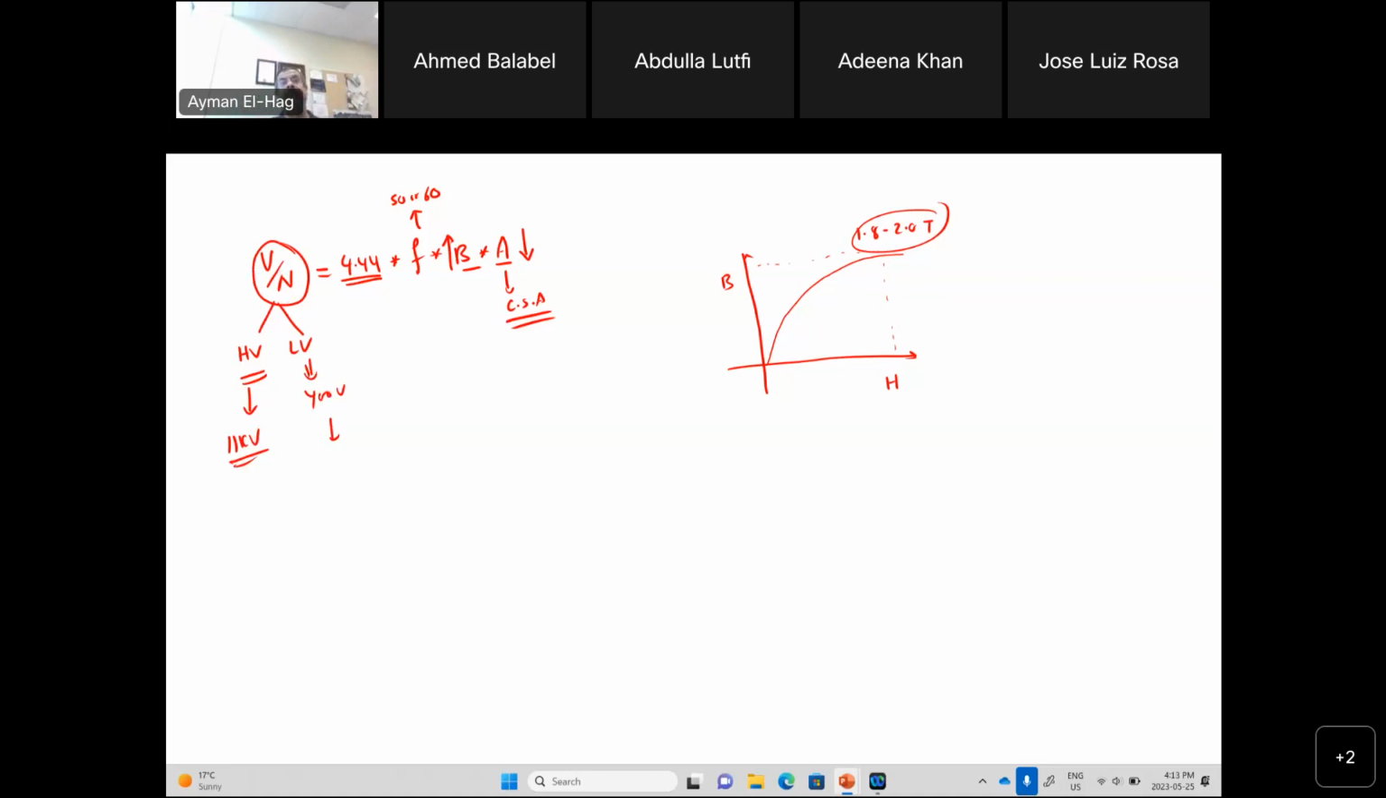Now, when we design the transformer like this, with this criteria, which is reducing the cost, and we are going very close to the saturation level, and actually starting the saturation level, we will have what we call the no-load current of the transformer full of harmonics. We have something called the no-load harmonics, or no-load current of the transformer, and that current is basically the energizing current, the current that will set the flux in the core of the transformer.